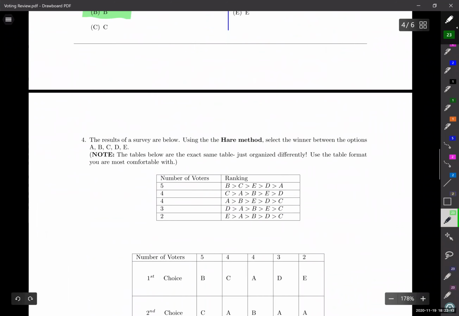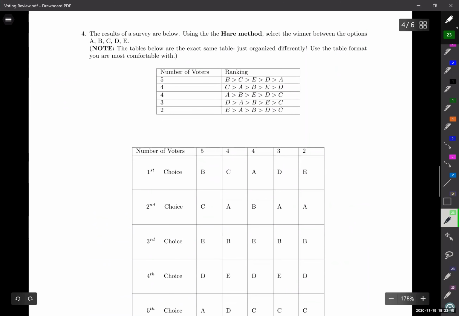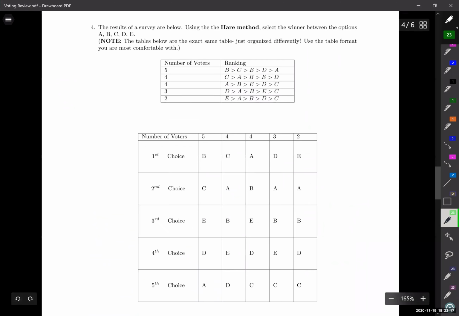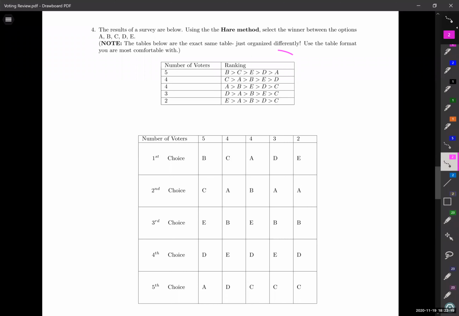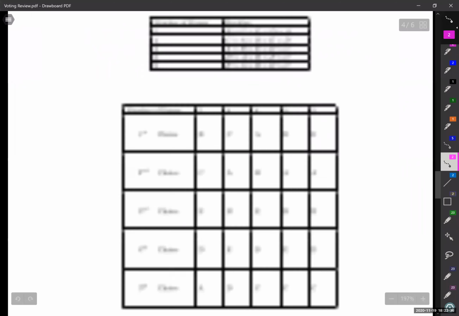Great. Now we also learned about the Hare method. As we saw in the notes, we introduced an additional way of drawing the table, but I want to make clear that anytime this method comes up in the test, I'll draw the same table in two ways. These are the exact same tables, so work with whichever table fits what you prefer. So we're going to go through the Hare method.